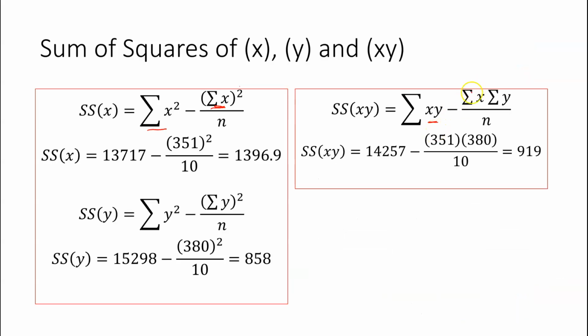And then we need the product of the sum of the x column and the sum of the y column. 351 times 380. All of that is over 10. And when you do the subtraction, you get 919. So in order to calculate R, these three values are needed for the R equation.